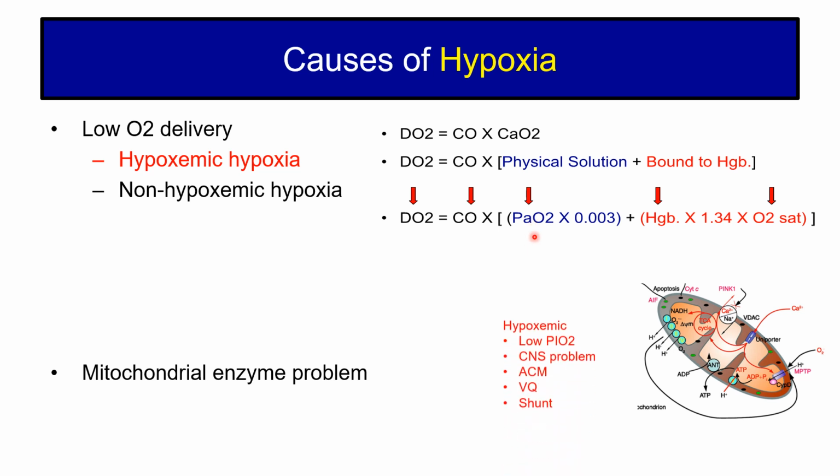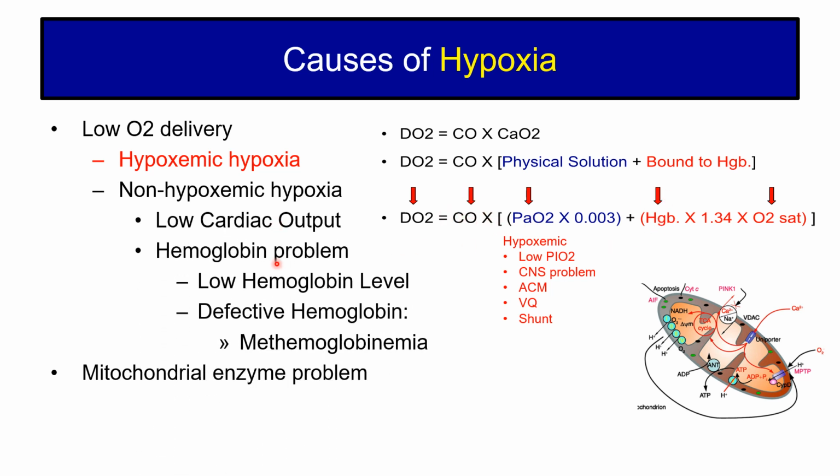And the hypoxemia could be due to what we discussed earlier: a low PaO2, CNS problem, alveolar-capillary membrane problem, V/Q mismatch, and shunt anomaly. So for the non-hypoxemic hypoxia, it may be due to a low cardiac output or low hemoglobin. So therefore, a low cardiac output or hemoglobin problem such as a low hemoglobin level or defective hemoglobin such as in methemoglobinemia.